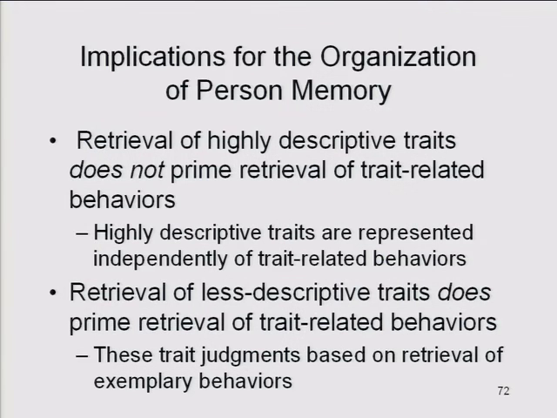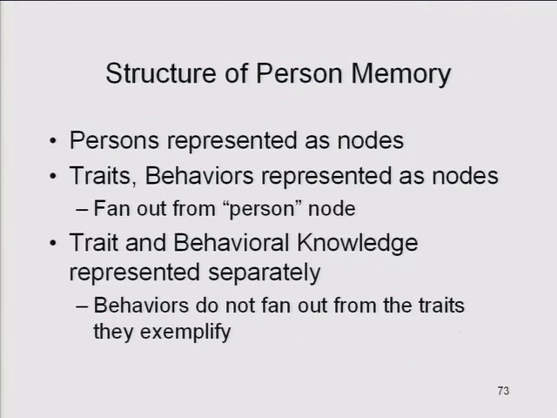But it is exactly what you would expect if trait and behavioral information, episodic and semantic information, were represented in memory independently of each other. I don't want to go into the less descriptive traits for now. That's basically a detail that's not relevant to us. Okay, so now we've got an even better picture of what the structure of person memory looks like.